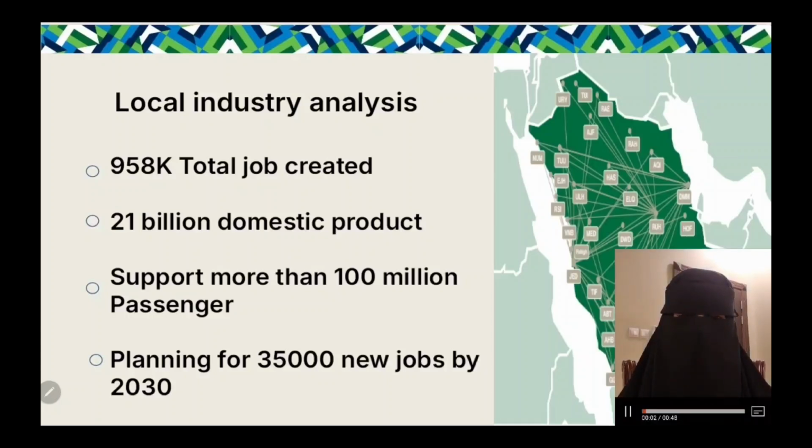And this year, in terms of employment, the aviation sector supported just under 958,000 jobs across all provinces, including Mecca, Riyadh, and Eastern Province, capturing approximately 87% of the total economic impact. Moreover, the aviation sector of Saudi Arabia contributed $21 billion to the kingdom's gross domestic product. Also, they are planning to support more than 100 million passengers and create 35,000 new jobs by 2030.